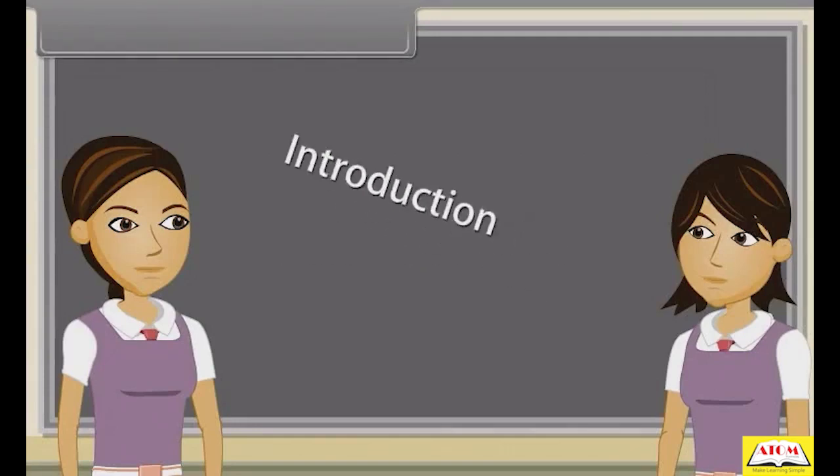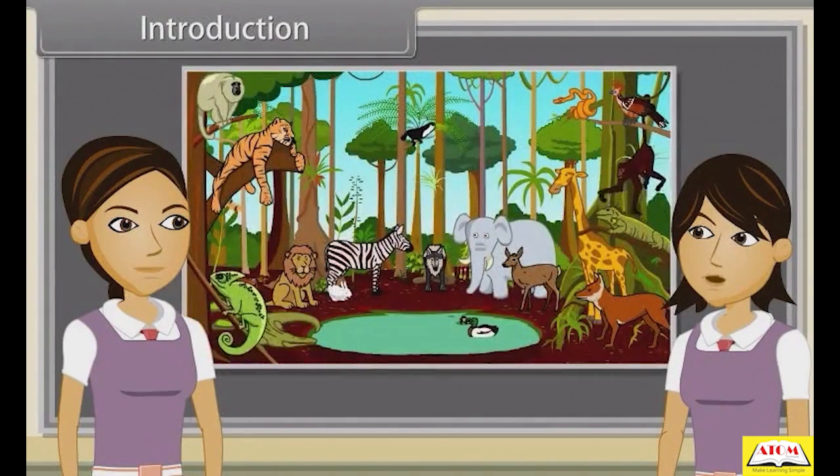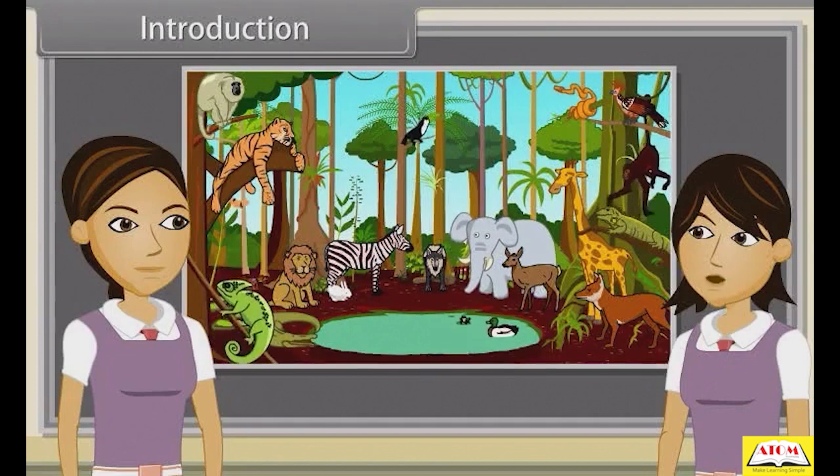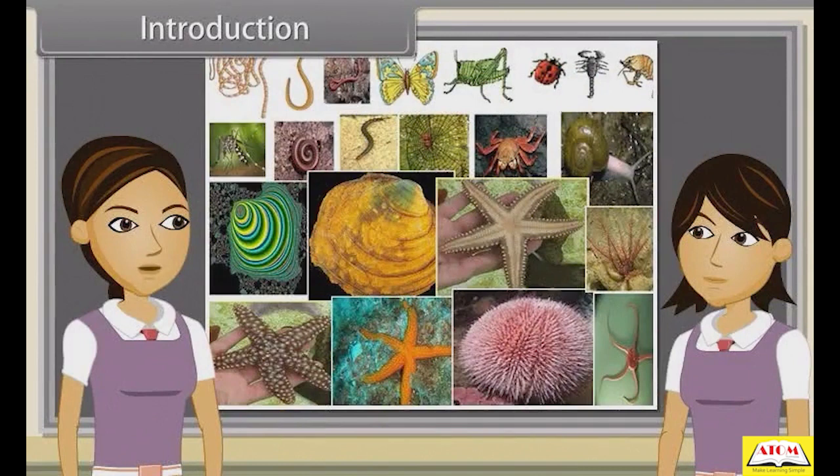Introduction. Sharmila, in our last discussion we studied the definition of animals, types of animals, characteristics of the animal kingdom, various levels of organization, body symmetry, diploblastic and triploblastic organization, coelom, segmentation, notochord, division of animal kingdom, characteristics of invertebrates, and characters of porifera, coelenterata and ctenophora. Yes, now we are going to discuss characteristics of platyhelminthes, aschelminthes, annelida, arthropoda, mollusca and echinodermata.